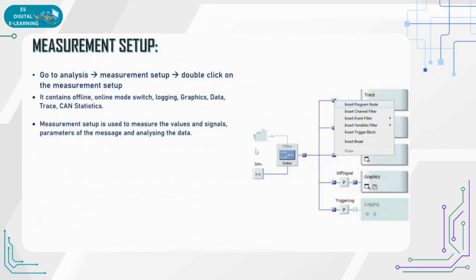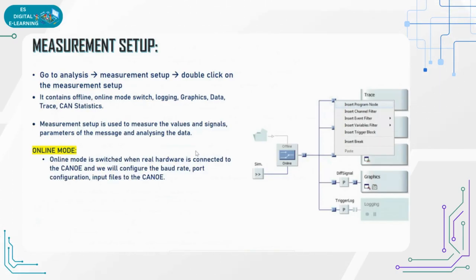Once the measurement setup is open, it has the offline and online mode, where it has the logging, graphical data, trace, and scan statistics, everything will be there. So what is the measurement setup? We are able to measure the values, signals, and parameters of the messages, for analyzing them. Online mode is used when the real hardware is connected to the CANoe, which will configure the baud rate, port configuration, and input files to the CANoe.